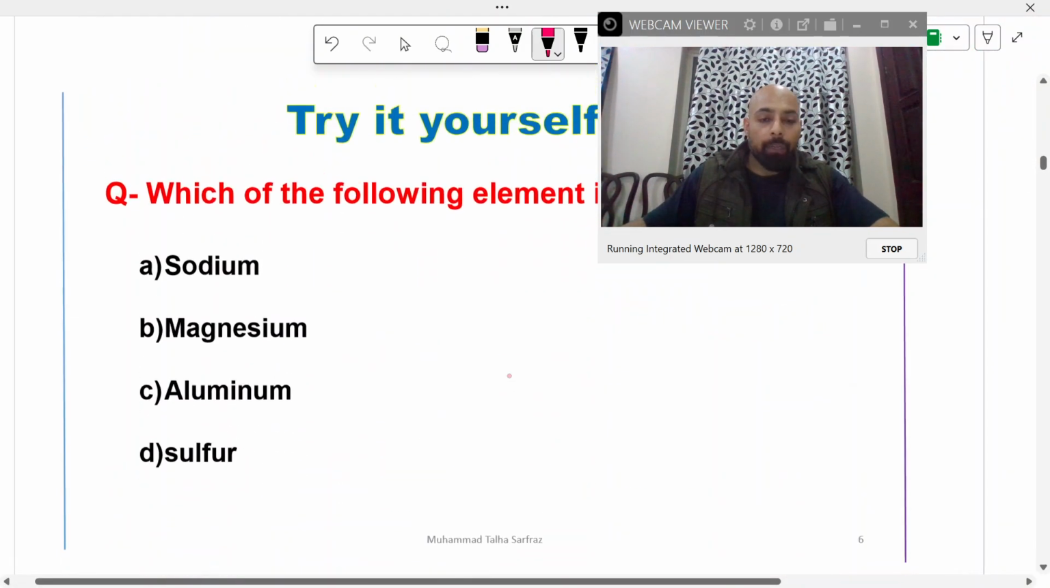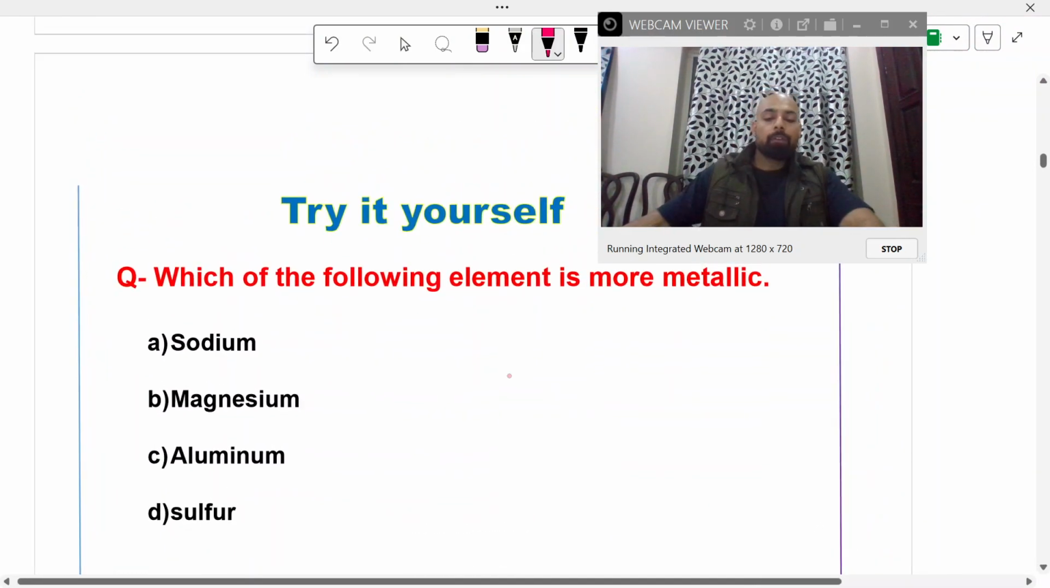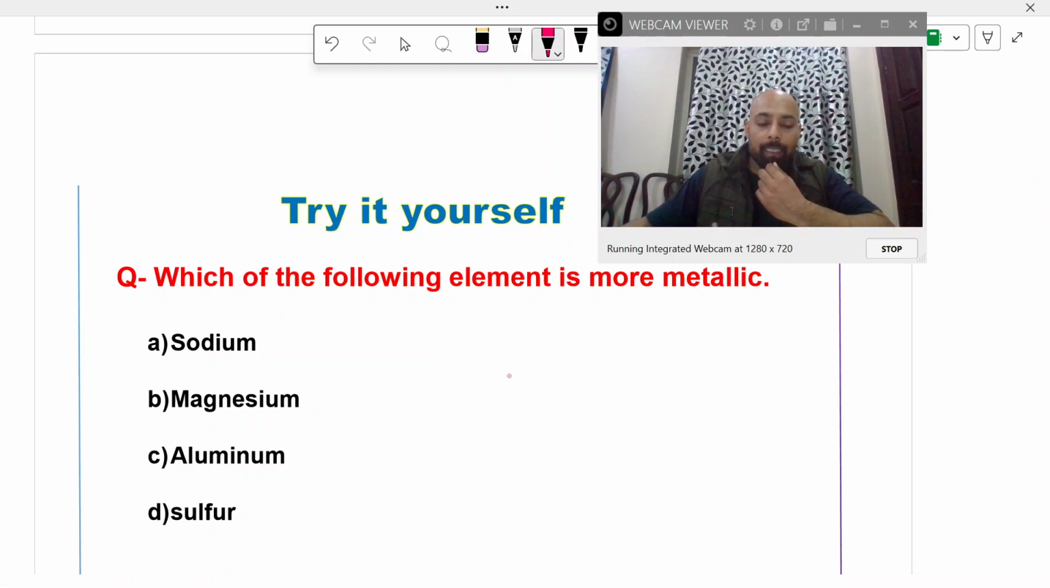Okay, now here we have a question for you people. Let's see how many of you can do this question. Which of the following elements is more metallic? You have to tell which one is more metallic. You can pause the video and try to solve this question by yourself.